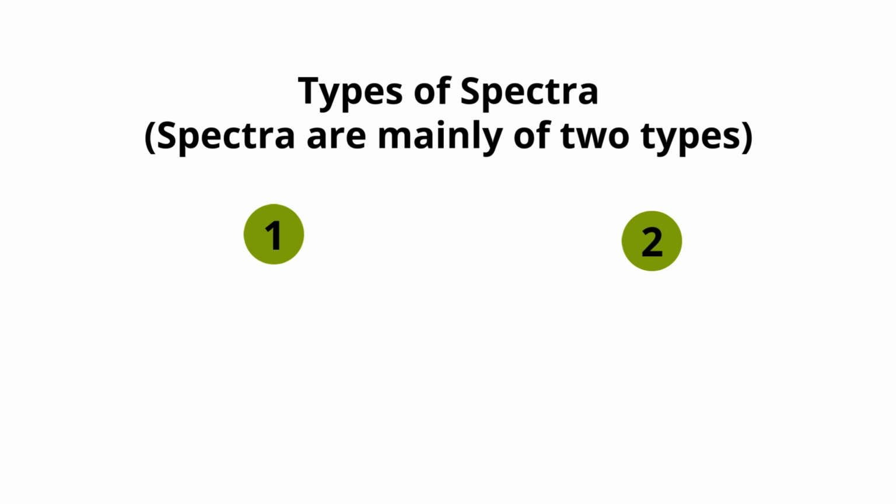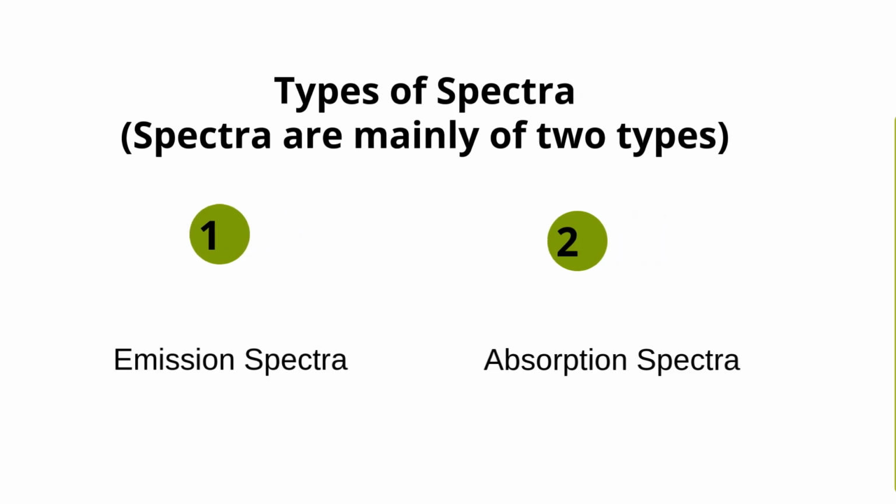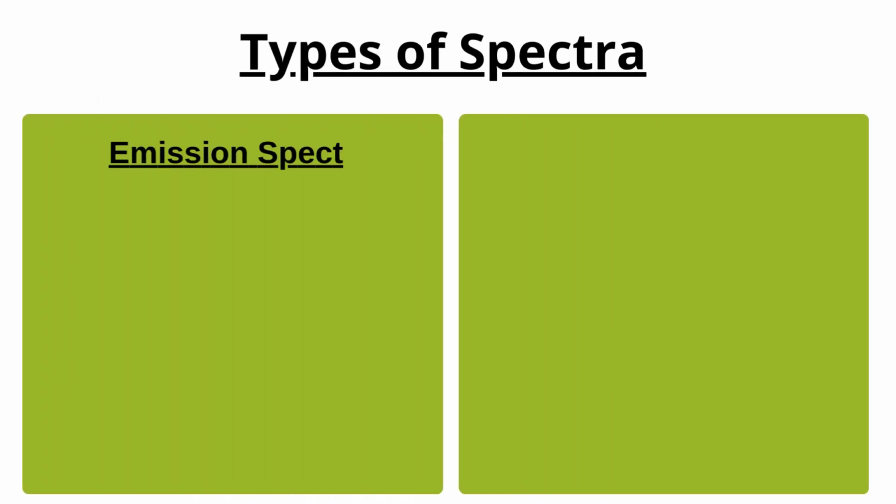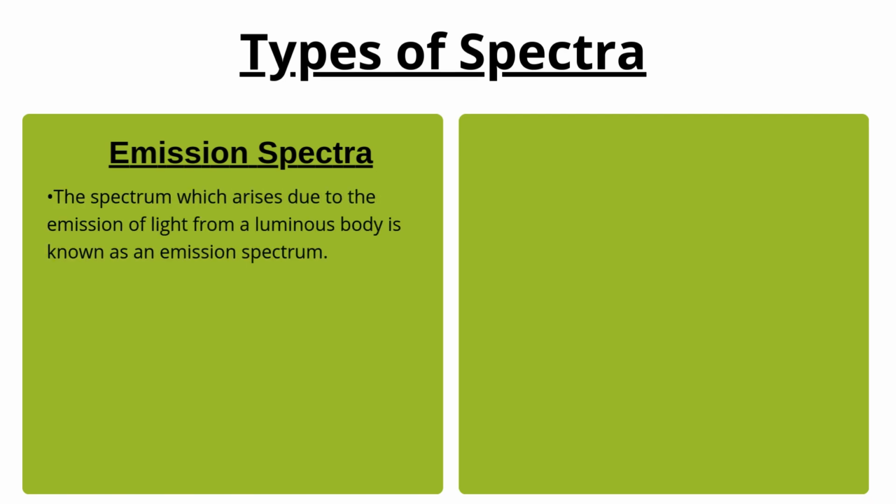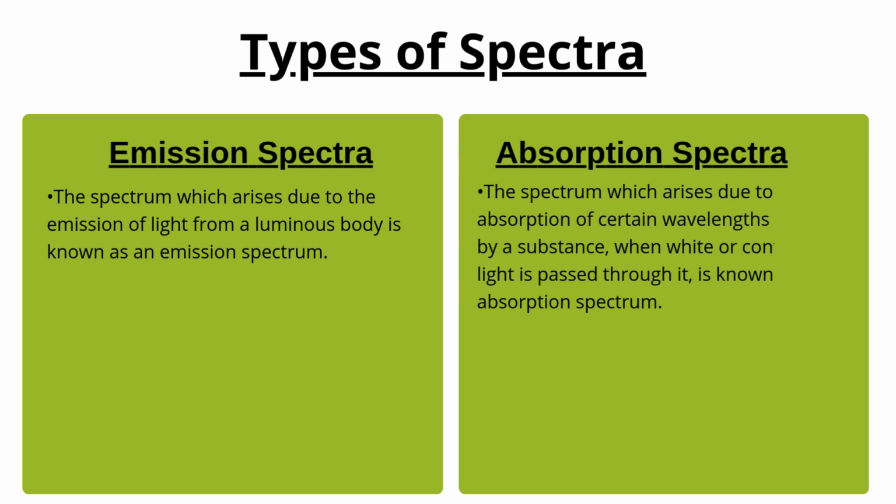Types of spectra. Spectra are mainly of two types: emission spectra and absorption spectra. Emission spectra. The spectrum which arises due to the emission of light from a luminous body is known as an emission spectrum. Absorption spectra. The spectrum which arises due to the absorption of certain wavelengths of light by a substance, when white or continuous light is passed through it, is known as an absorption spectrum.